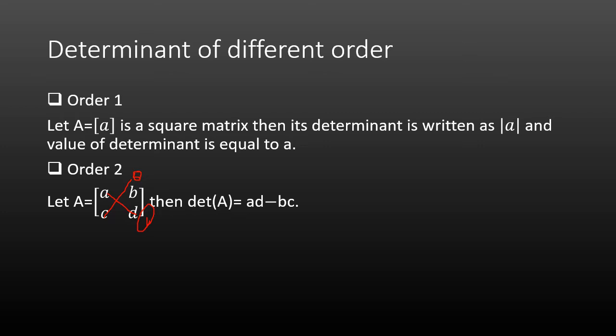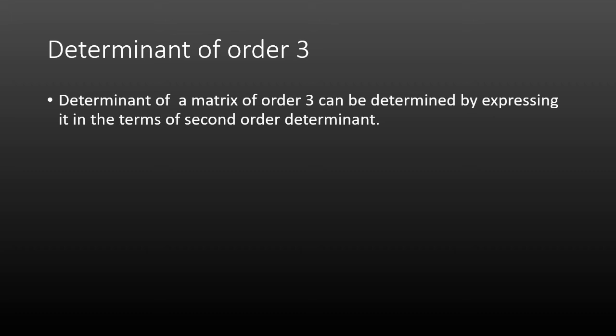Now, determinant of order 2. Now let me see the solution for determinant of order 3. So here we have the solution of determinant of order 3. Let me see quickly the steps and then we will see the steps in detail. So first, determinant of a 3 by 3 matrix can be determined by expressing it in terms of second order determinants. That means your third order determinant we have to divide into the form of second order determinants. How, we will see in the next slide.